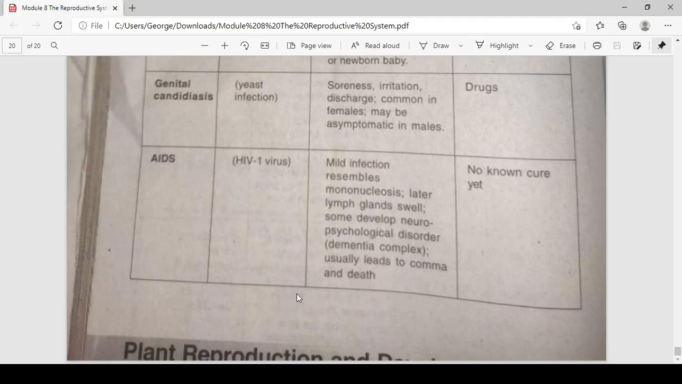And lastly, your AIDS, kids. Again, ang pinakadelikado, because it has no known cure yet. Hindi man siya kids makapatay technically because it just breaks down your immune system as if wala ka na immune system, kids. So kung wala ka na immune system, iban nga sakit masulod sa imo, therefore mapatay ka. So AIDS, kids, is the most difficult sexually transmitted disease. Mild infection resembles mononucleosis, later lymph glands swell, and some neuropsychological disorder. Usually this leads to coma and death.